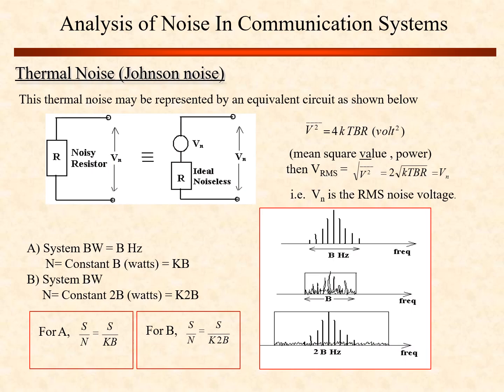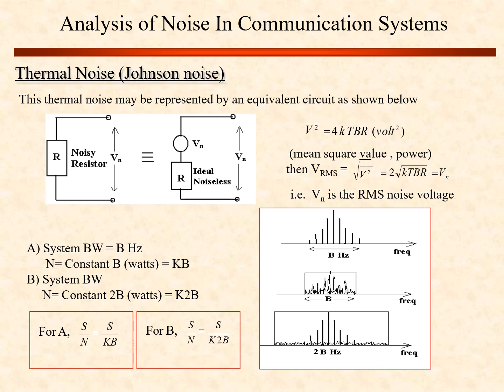Then analysis of the noise in a communication system. By using thermal noise, we can analyze it. Look at the diagram where a noise resistor is connected in series with the voltage source Vn. V squared equals, as we have already seen, 4kTBR. The unit is whole square, that is the mean square value and power, so we can represent it as VRMS.